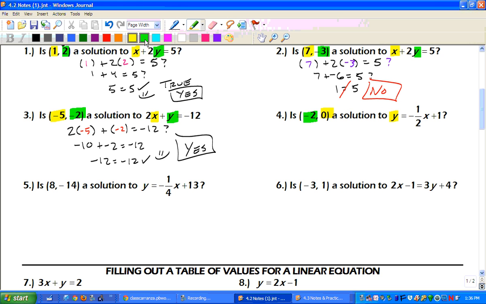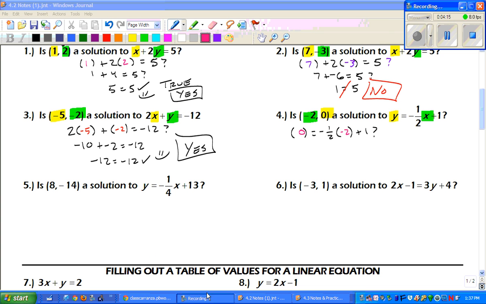So let's see, there's the 0, y, x goes right there. So negative 1/2 plus 1. So, and we're plugging in 0 and negative 2. All right, guys, you're up. Don't be scared because it's a fraction. Go ahead and pause the video and try it out.